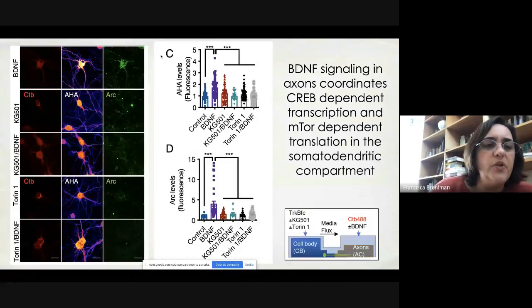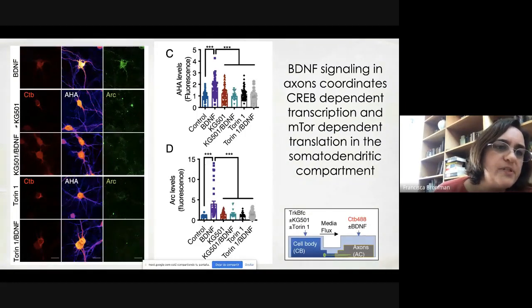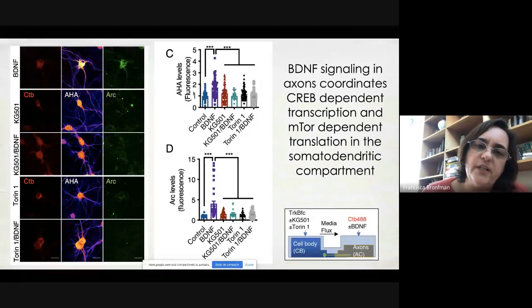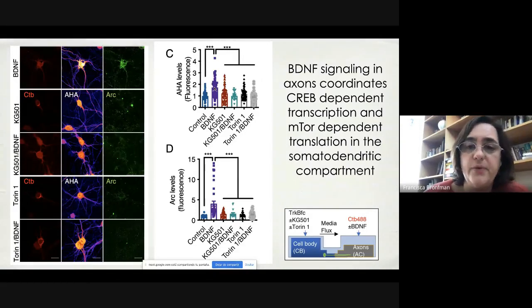Finally, to give specificity to this process, we wanted to know whether this increase in protein translation and Arc expression was reduced by inhibition of the CREB transcription factor, shown here in the presence of BDNF in axons, or by inhibition of the mTOR pathway, shown here. What you can see for the levels of AHA incorporation in neurons is that when BDNF is added to axons, there is an increase in AHA incorporation, and this is reduced by both the inhibition of CREB and the inhibition of mTOR.